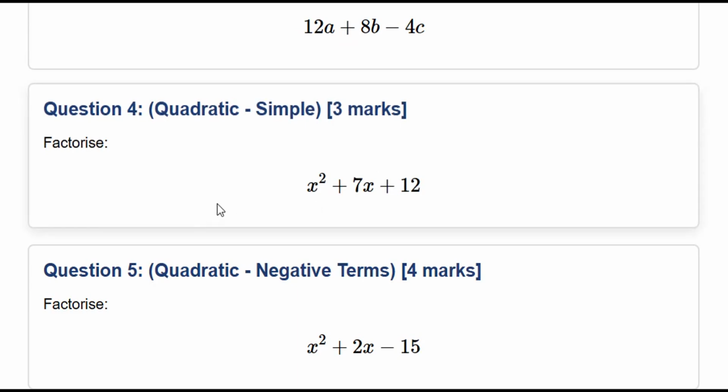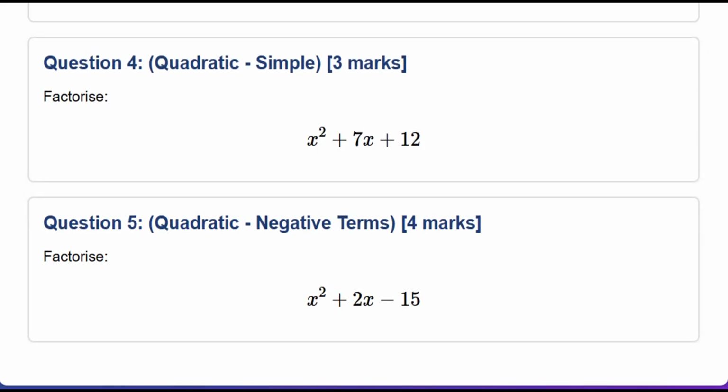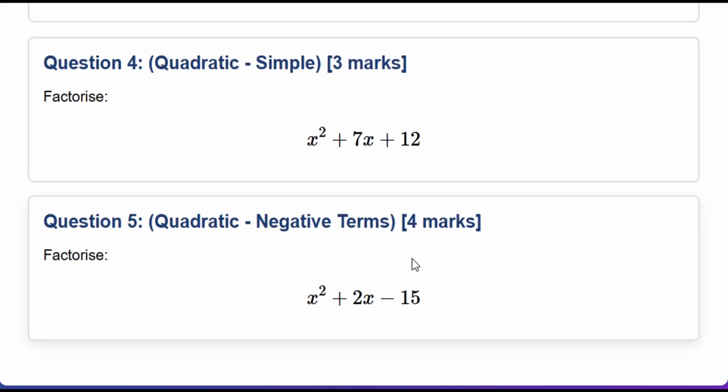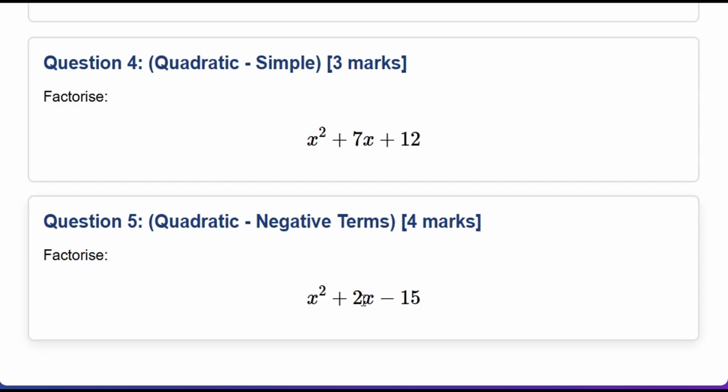So can we try to solve the last question, question 5? In this question 5, you are told to factorize. It's the same as question 4, except now we have a negative here instead of a positive. So it is x squared plus 2x minus 15.